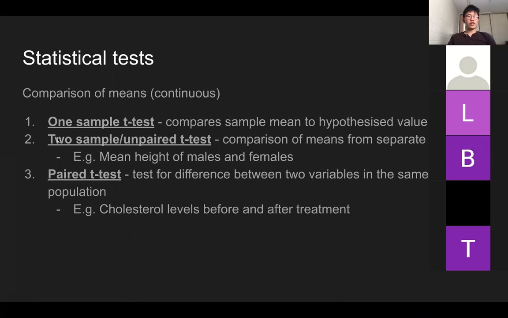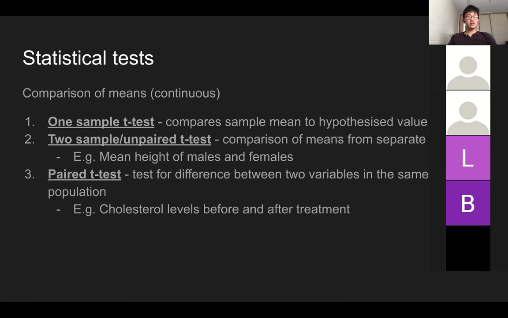So importantly, there are your two-sample unpaired t-tests. These compare means from separate groups, such as the mean heights of females and males. Whereas your paired t-test tests two variables in the same group or population. So that's a distinction to make. Two-sample is two different groups, and paired is two within the same group, so cholesterol levels before and after.